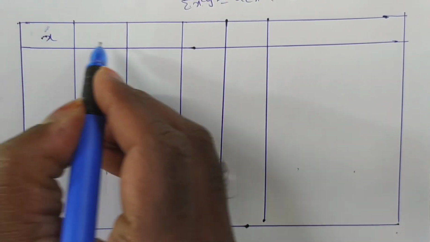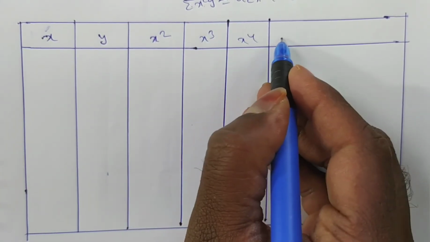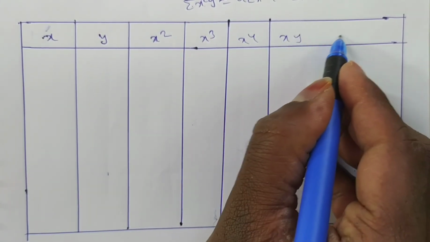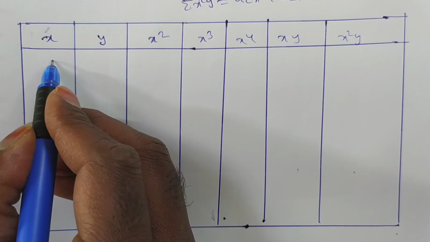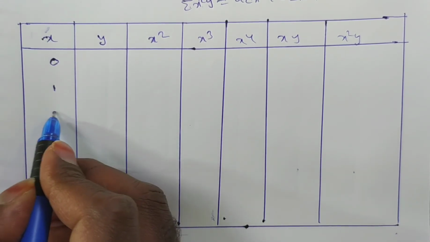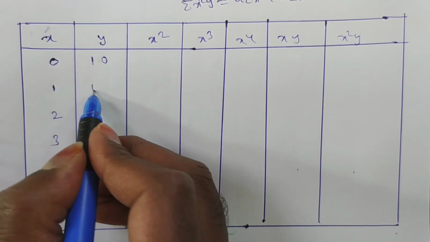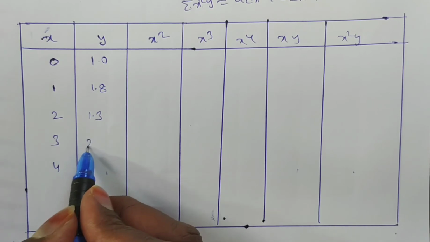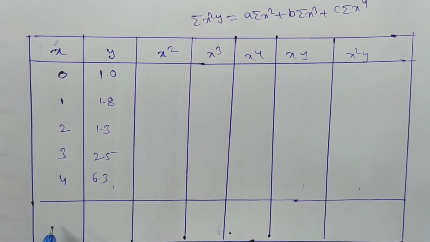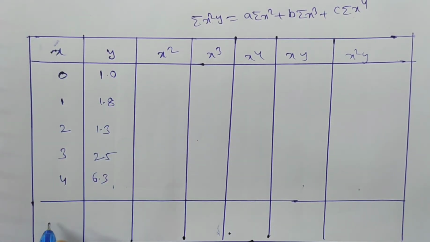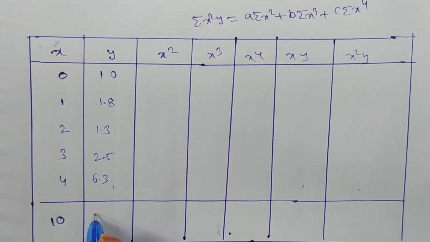Here we have to write x values and y values. Here x square, this is x cube, x to the power of 4. Here you have to write the xy values and x square y values. Okay, but we know only x and y values. The x values are 0, 1, 2, 3, 4, and the corresponding y values we have are 1.0, 1.8, 1.3, 2.5, 6.3. Okay, now we have to add all these values, then we will get summation x. If you add all these, then summation x is equal to 10, and if you add all the y values, we will get summation y, that is 12.9.